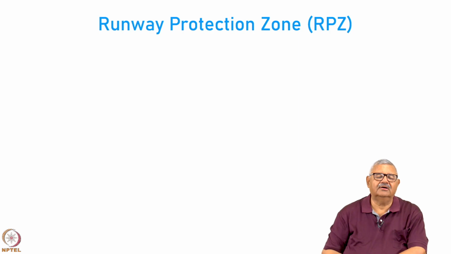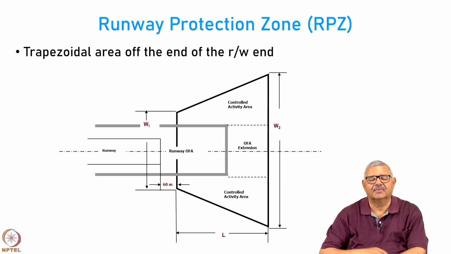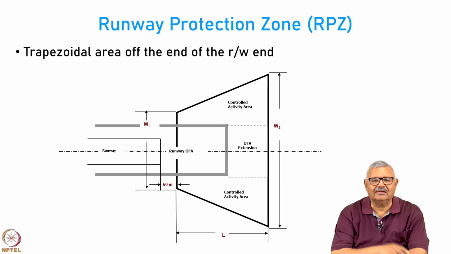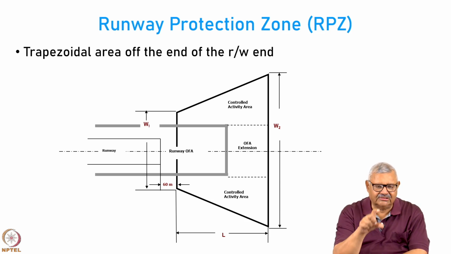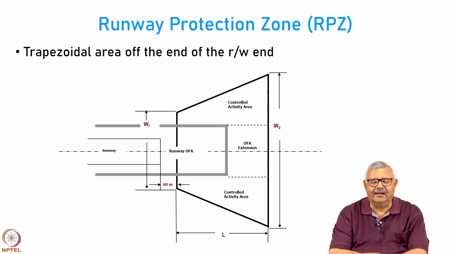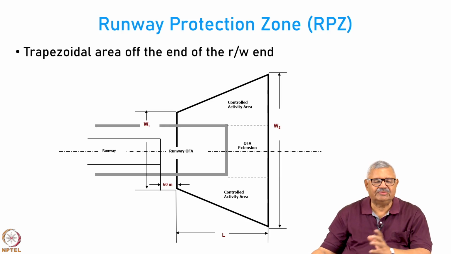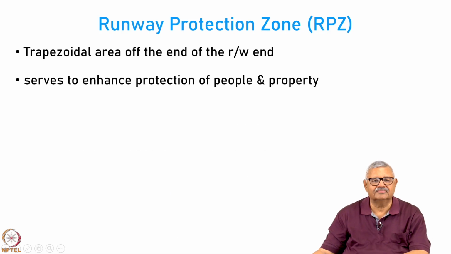Then we have the runway protection zone or the RPZ. This is an area which is marked like a trapezoid at the end of the runway end. It could be at both ends, it could be at only one end. It normally has an offset of 60 meters from the end of the runway, and it has some length L and some width W1 at the beginning and W2 at the end, and the values of W1, W2 and L are given by the regulations. They are specified depending on the aircraft classification or the aerodrome classification.